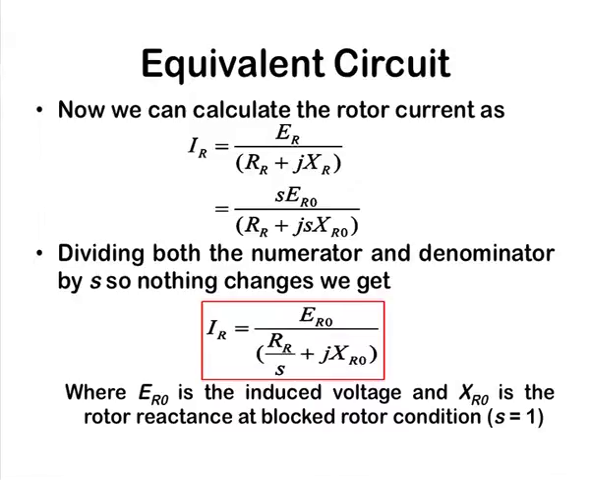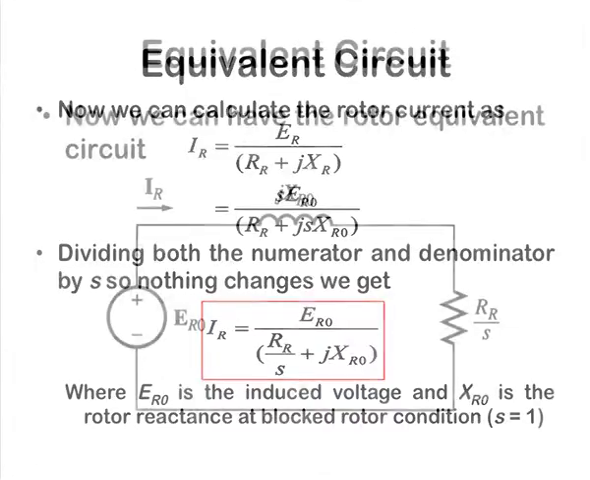Again we simplify it by dividing both the numerator and denominator by S. So, we get the following formula for the rotor current: IR is nothing but ER0 upon RR upon S plus jXR0, where ER0 is the induced voltage and XR0 is the rotor reactance at blocked rotor condition, that is when slip is equal to 1.